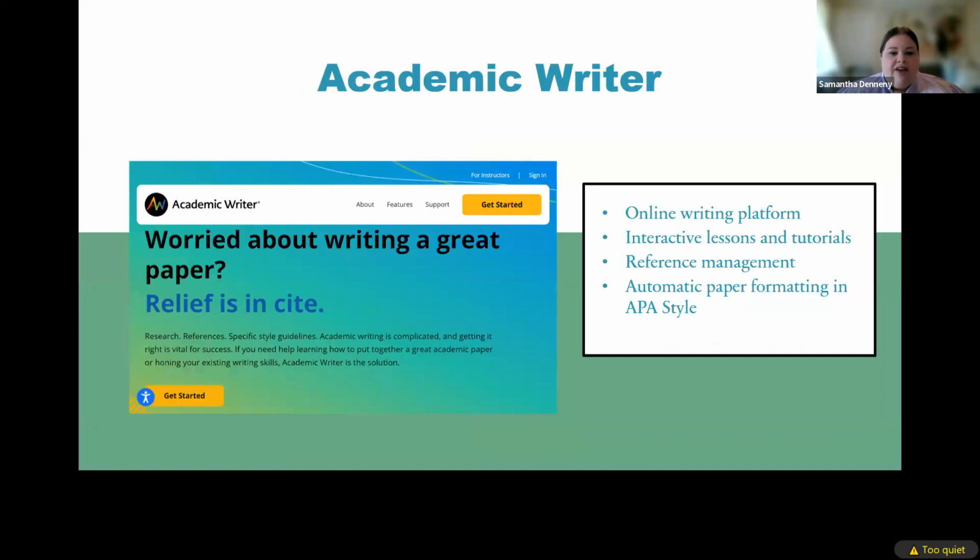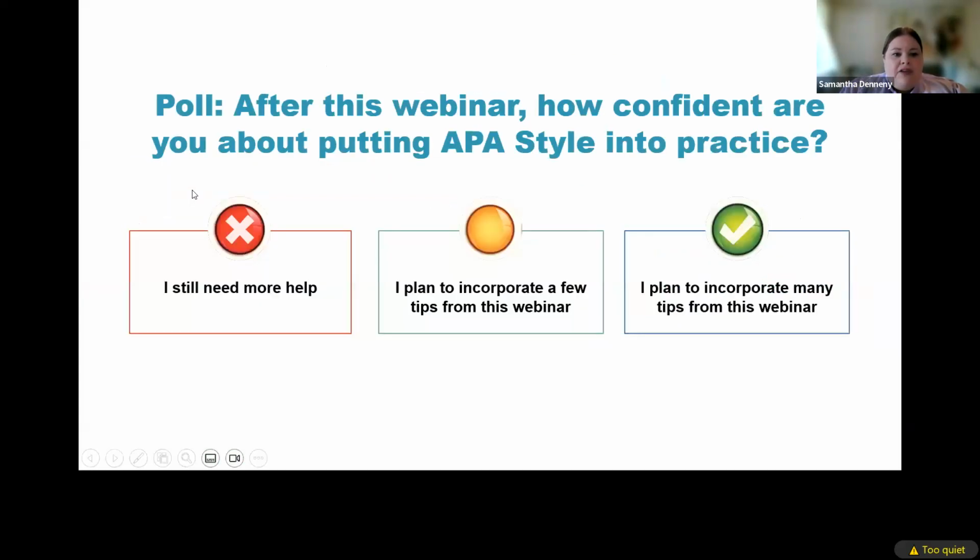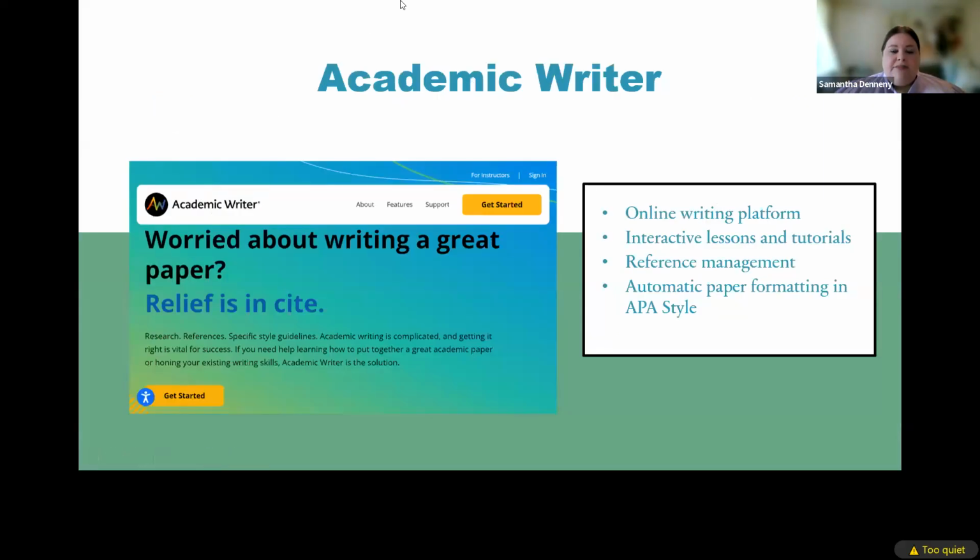Another product to be aware of, and I think somebody also mentioned it in the chat, is Academic Writer, which is APA's online writing platform. You can learn APA Style through interactive lessons, create, save, and manage references, and write papers in APA Style. It helps students learn APA Style as they write and focus less on formatting and more on the content of their paper, as it helps them format automatically. Again, all of the information that you might need on these products can be found on our website.